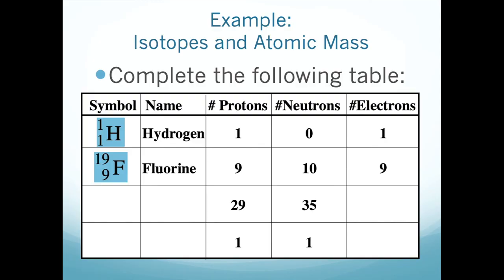Now, the number in your periodic table, that decimal, happens to be close to 19. That's just a coincidence. This happens to be a very common isotope of fluorine. Not all fluorine isotopes have a mass number of 19, so do not use that decimal in your periodic table to figure out that 19. You have to use this 10 and this 9 to figure that out.